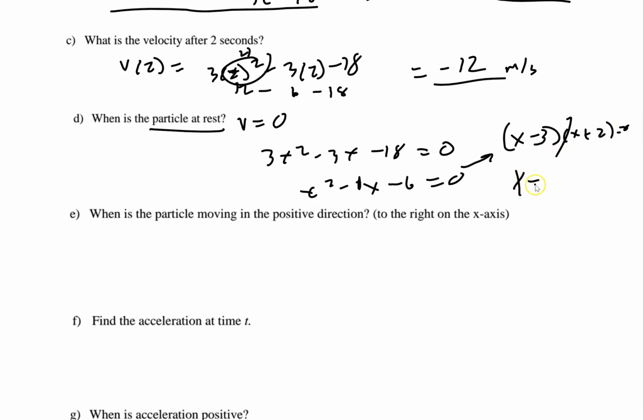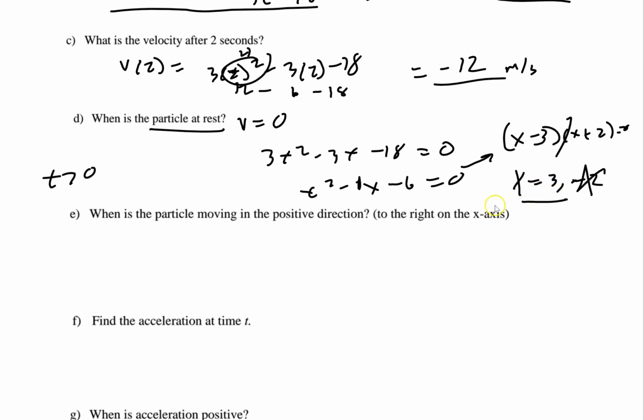t equals 3 and negative 2. But again, remember, we're doing time. Negative 2 makes no sense. Our domain for all this stuff is going to be times greater than 0. So that is not an answer. At 3 seconds, the particle is at rest.